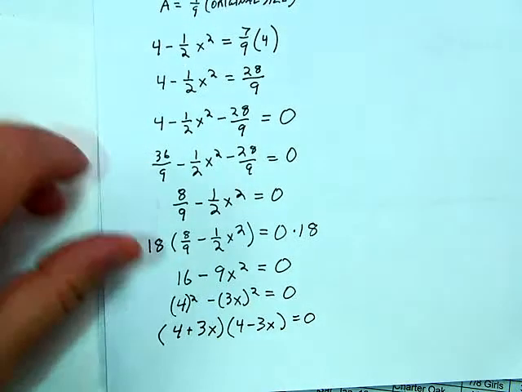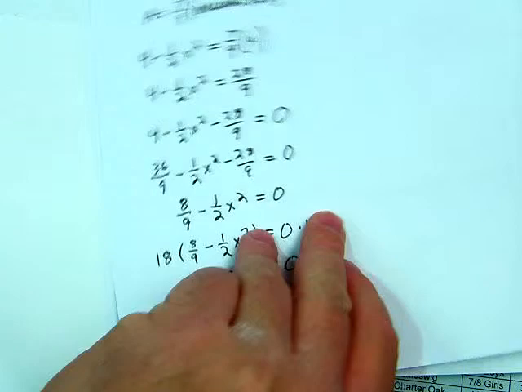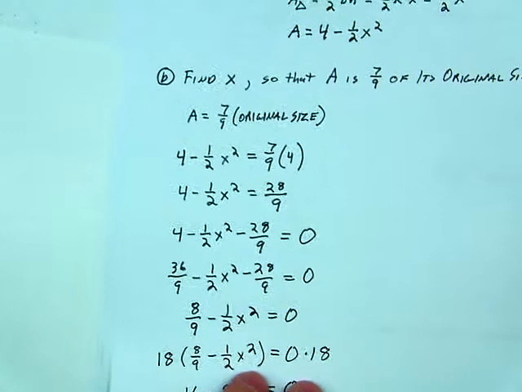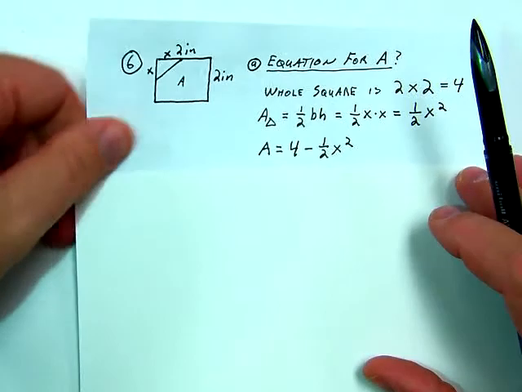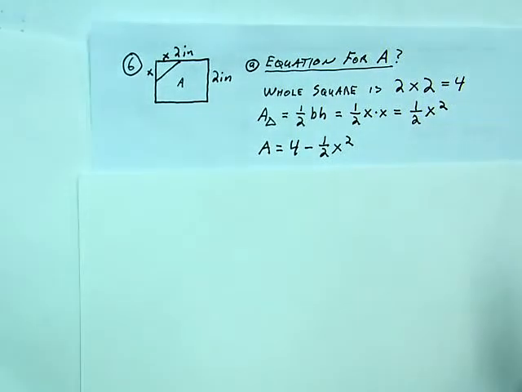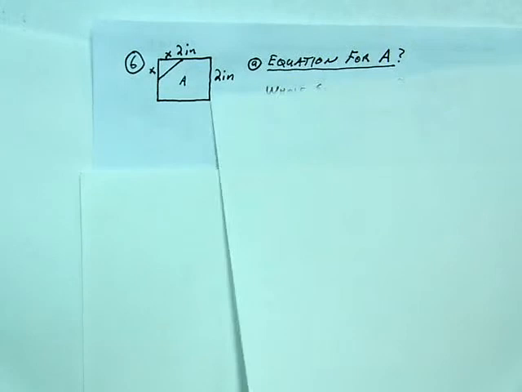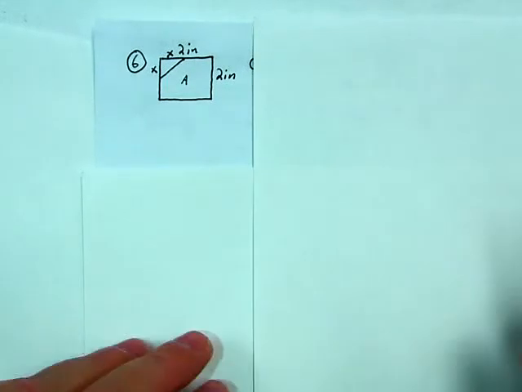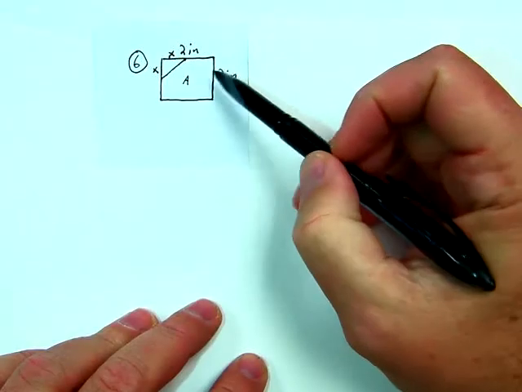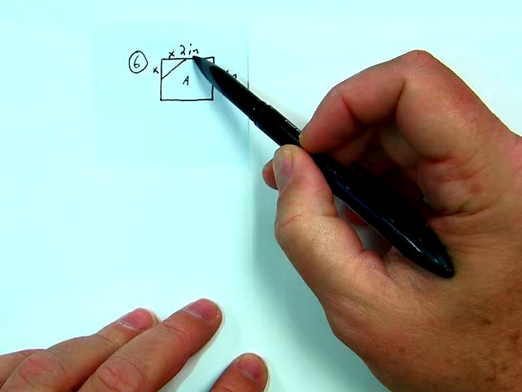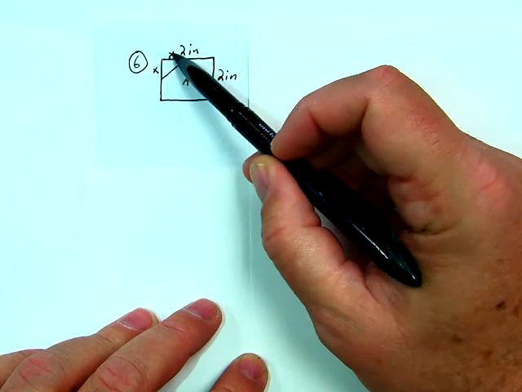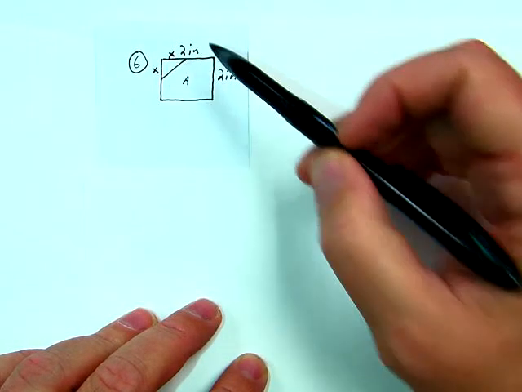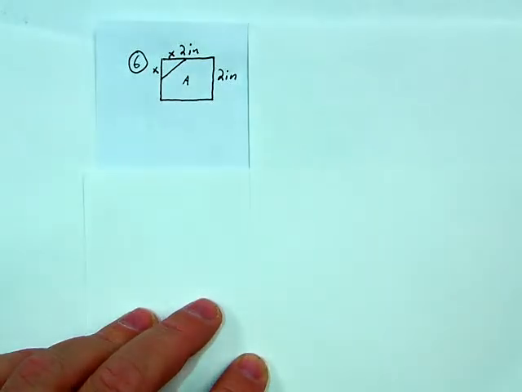And finally, we get to a more convoluted, more complex problem. In this problem, we're given this little example right here of a piece of paper that is 2 inches by 2 inches. And they've cut off a corner of it that is x long, x and x. Okay, so it's a 45-degree angle cut off.